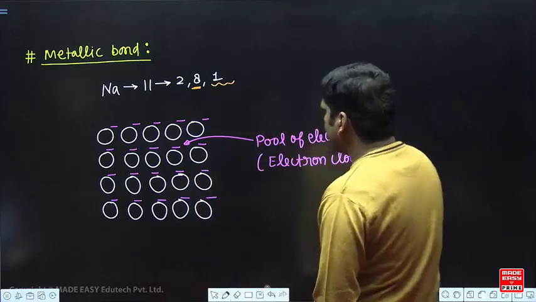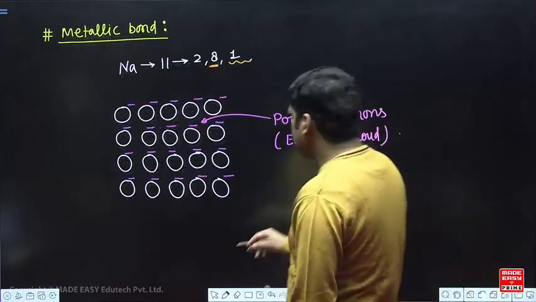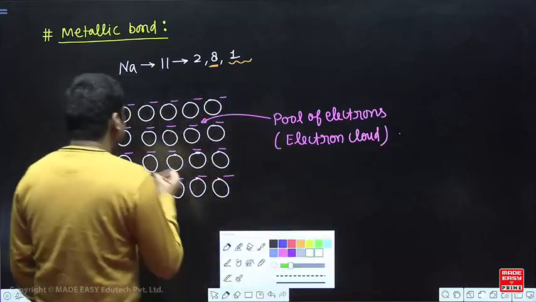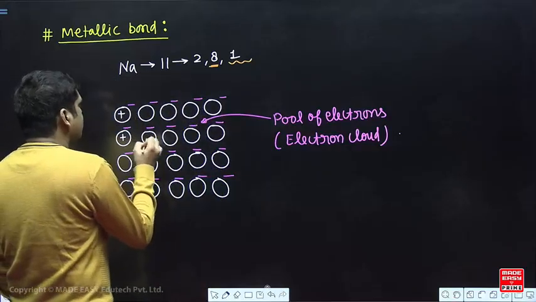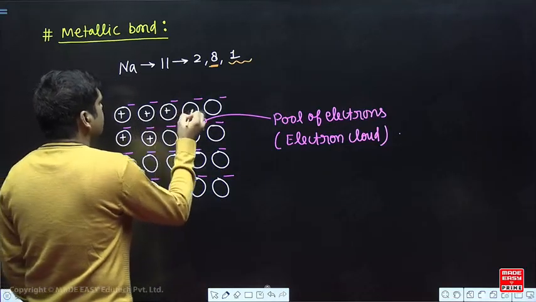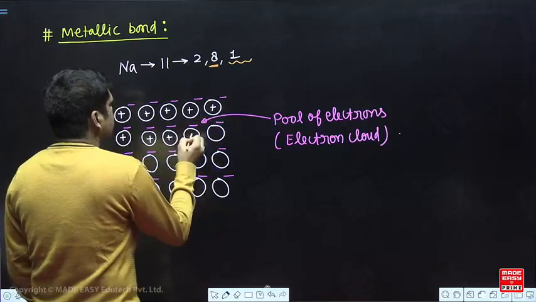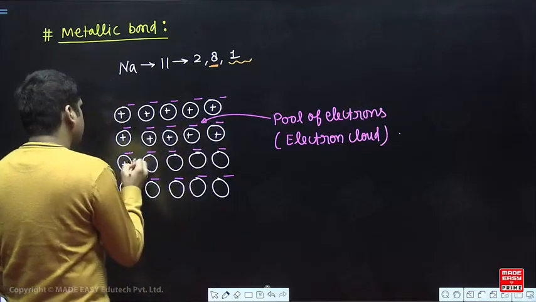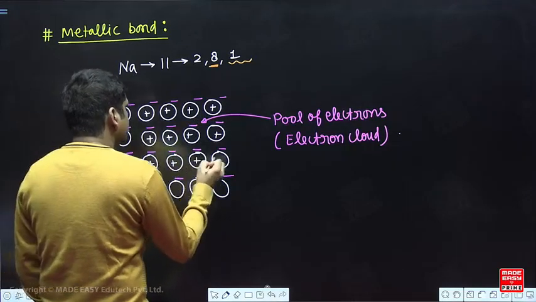In this electron cloud, when the electrons are given up by these atoms, they become cations. So all of them have become cations. These are cations.